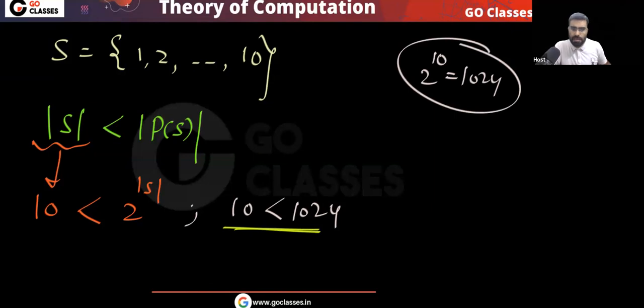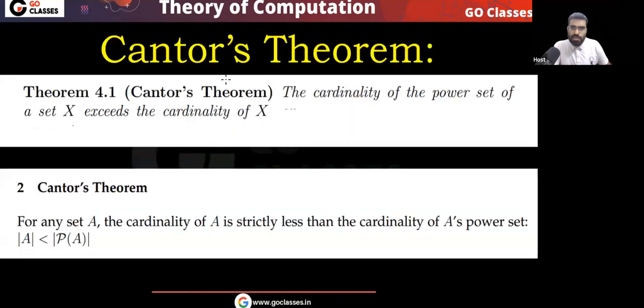So, very simple. Now, this is Cantor's theorem. You can easily read the statement: the cardinality of the power set of X exceeds the cardinality of X. Or I can say, for any set A, countable, uncountable, finite, infinite, whatever, the cardinality of A is strictly less than the cardinality of A's power set. You can see this is the statement.